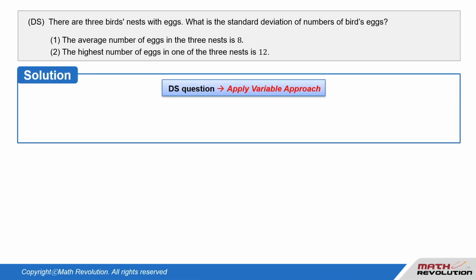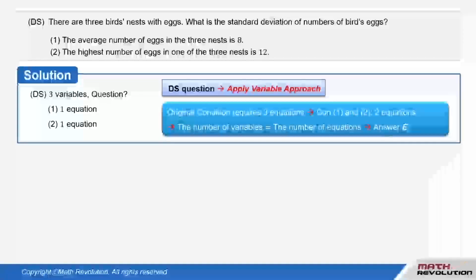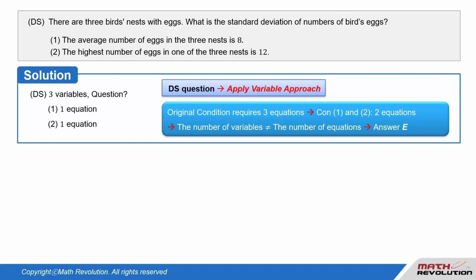We will solve this DS question using the variable approach. DS. 3 variables. Question. Condition 1. 1 equation. Condition 2. 1 equation. DS question with 3 variables.